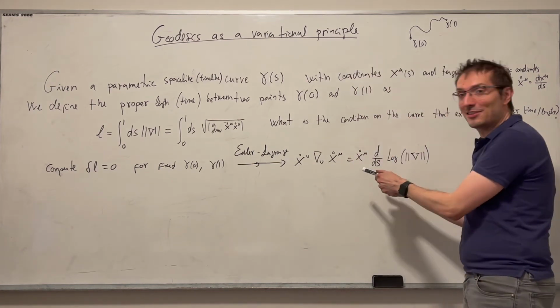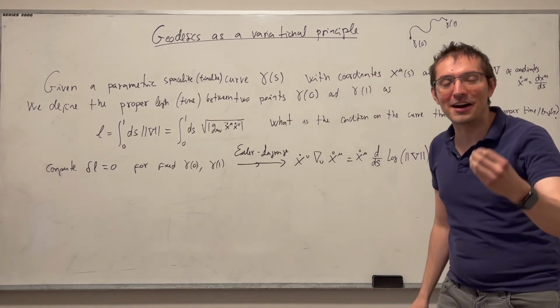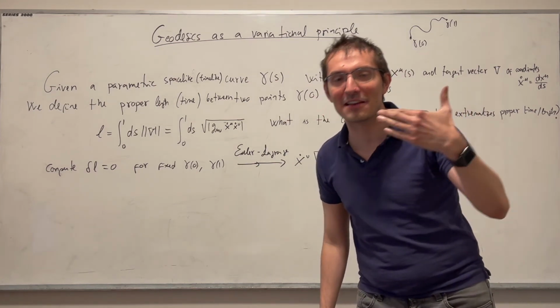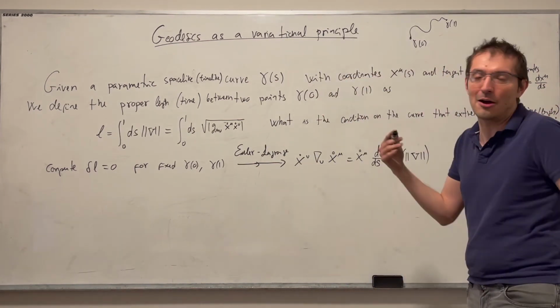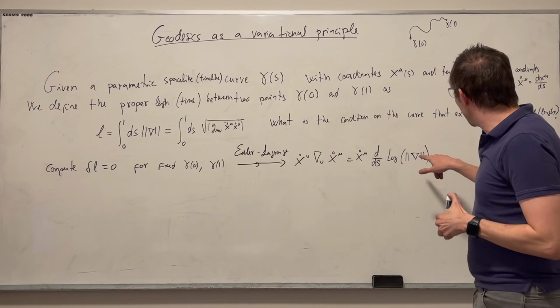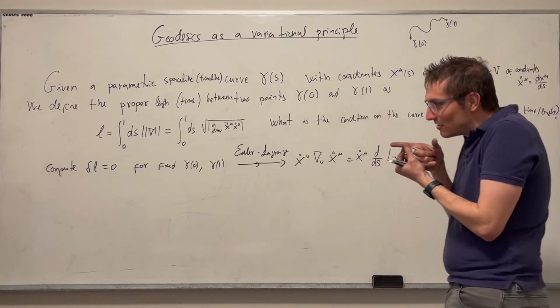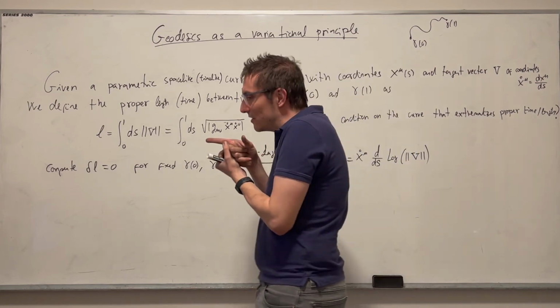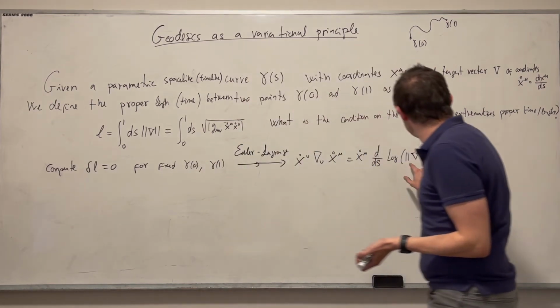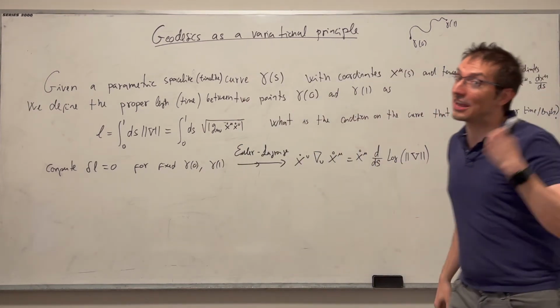But this is a geodesic curve, and that means that I can find an affine parametrization. I can find a different parameter, tau maybe, for which the curve becomes a geodesic. And if it's a geodesic, the variation of the tangent vector as I move along the curve is zero. And that means that the norm of the tangent vector cannot change.